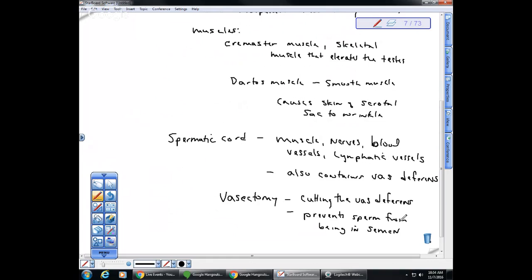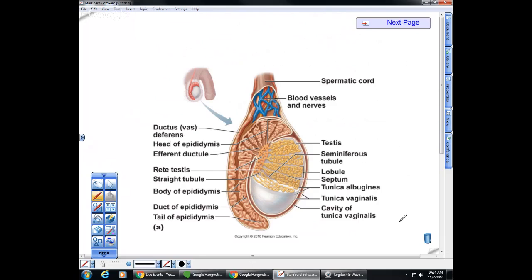Okay, so let's look at a diagram of this. This is my spermatic cord coming down. That shows the blood vessels and the nerves, right? And then this shows the testes. We're going to talk about what's inside the testes in a minute. Now, among the blood vessels and the nerves that are in the spermatic cord, there's a really important blood vessel that is called the pampiniform plexus.